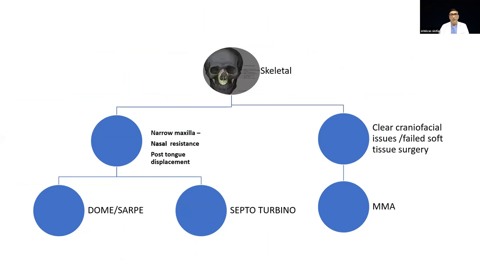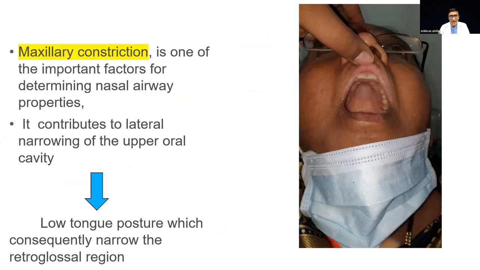Also, earlier, if there was a skeletal problem, people were doing soft tissue surgeries first. And once the soft tissue surgery had failed, we were going in for skeletal surgeries. But all that has now changed. Our understanding of what we now call narrow maxilla has come in. Now, a word about narrow maxilla.